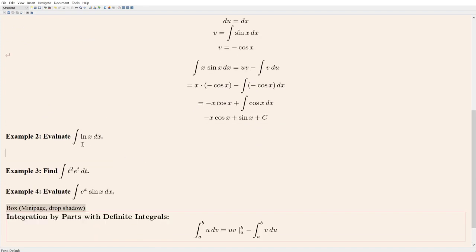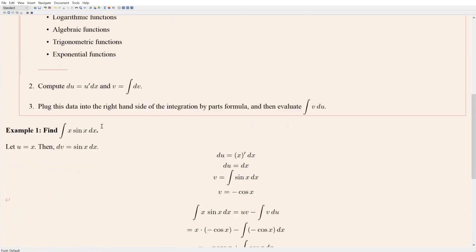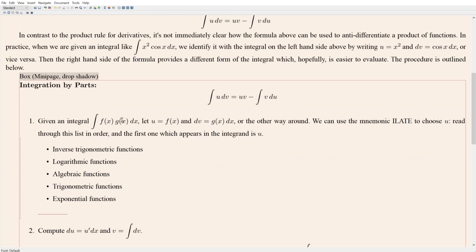Okay, let's evaluate the antiderivative of the natural log. Now, this might not immediately seem like the sort of example that we would be interested in, because I introduced this whole idea, this integration by parts thing, as being like a product rule, right? It's for integrating products. And indeed, that is the motivation. But as it happens, this technique is effective for integrating single functions as well.